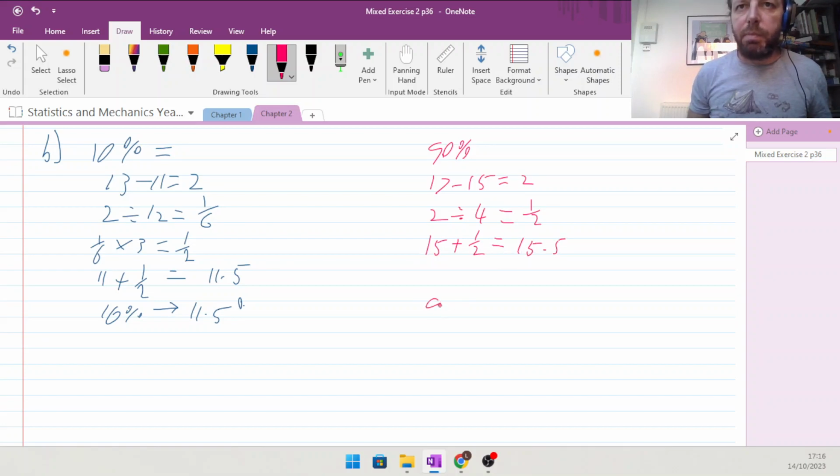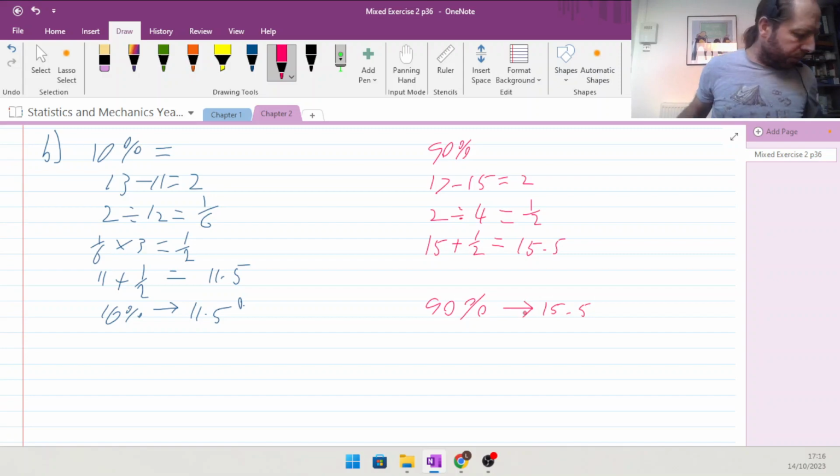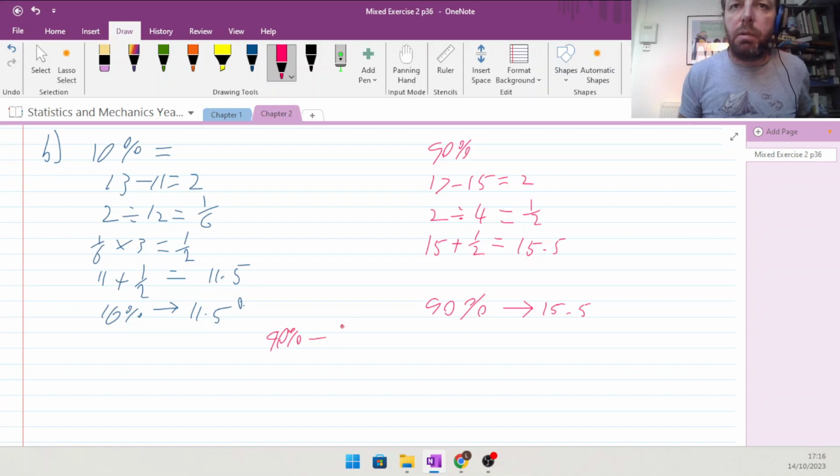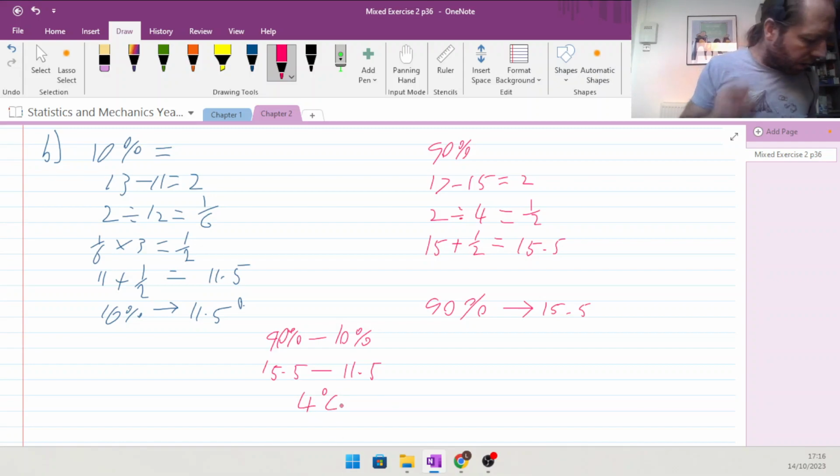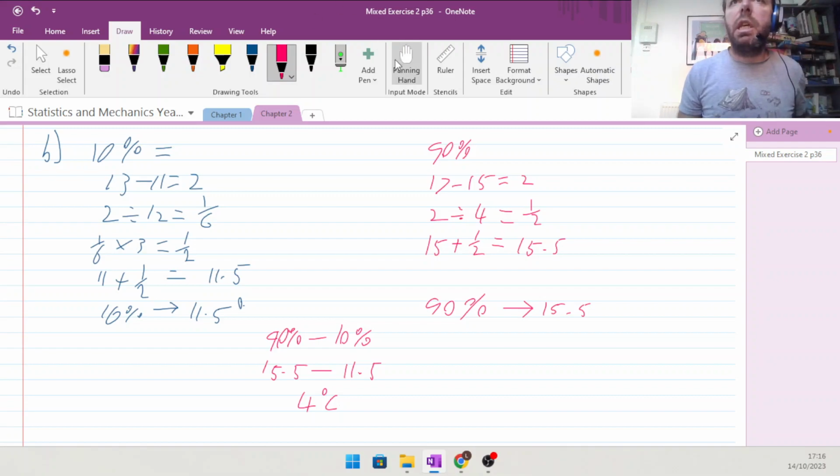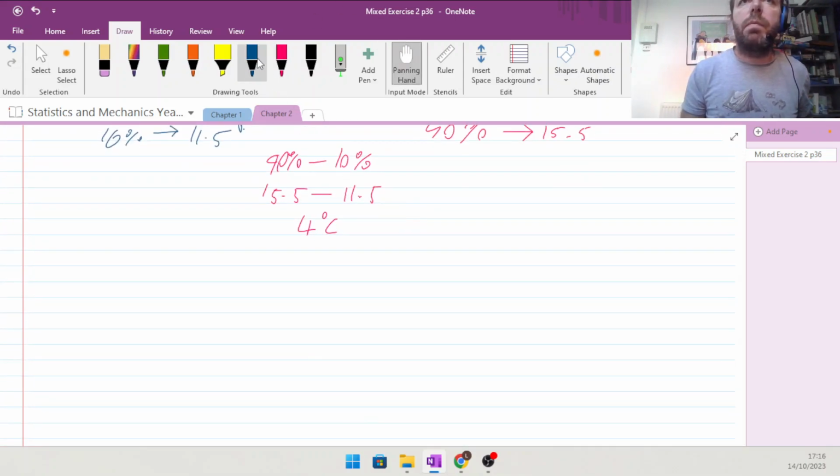15.5 for your 90 percentile point. Okay, 15.5. There it is. And then they want it as a range, so we will do the range of the 90% take away the 10%, which of course is 15.5 take away 11.5, which is 4 degrees centigrade. Right then, part C to finish up this question.